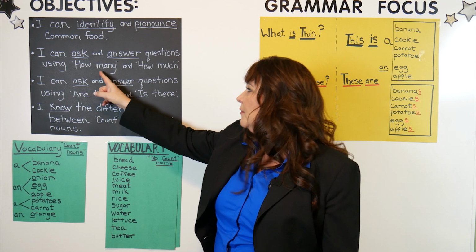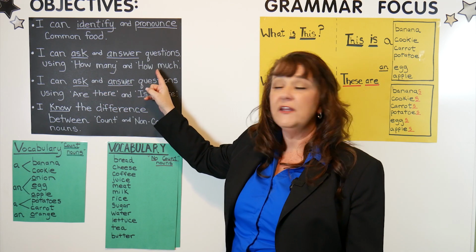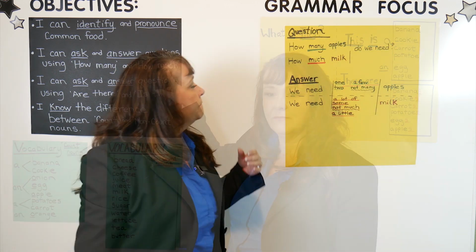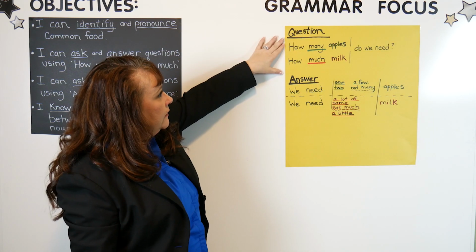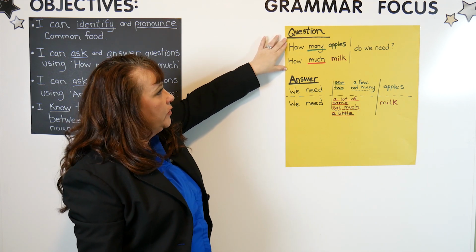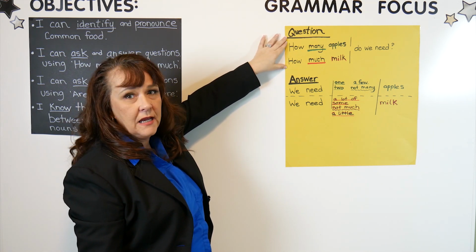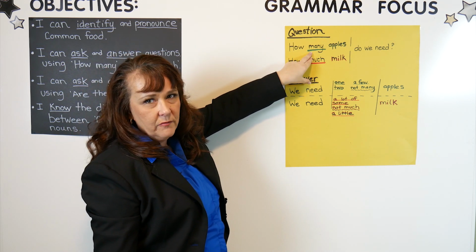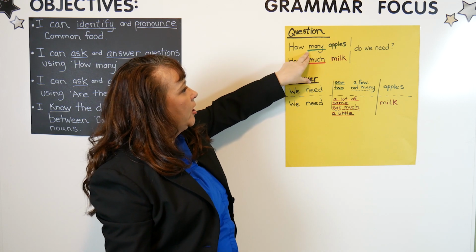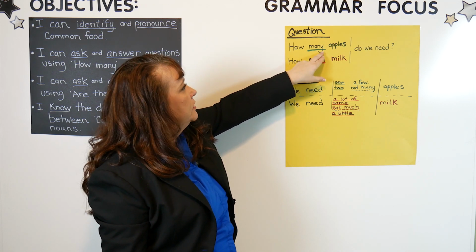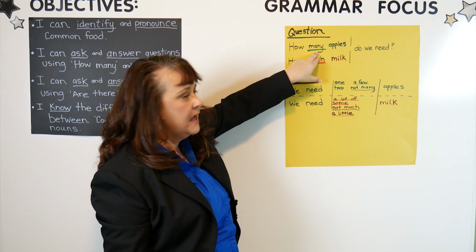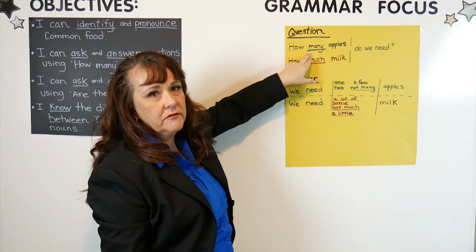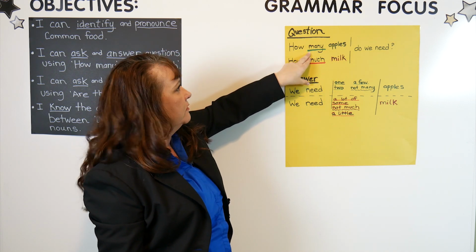So let's look about the words much and many. In a minute, I'm going to show you a chart where we can figure out when we use many and when we use much. Okay, so here we have our grammar focus. We're going to learn when to use many and when to use much. So we use many, which I underlined in green, for our count nouns. So we say how many apples, because we can count. So we use the word many for count nouns.